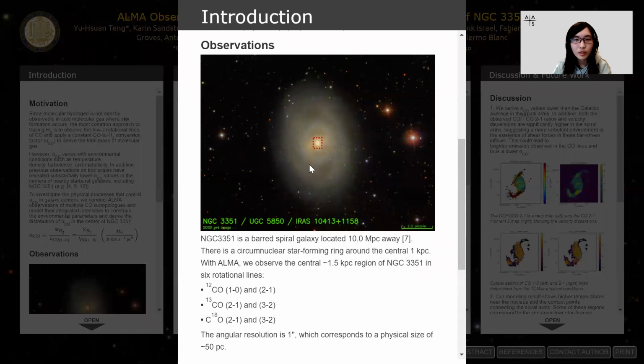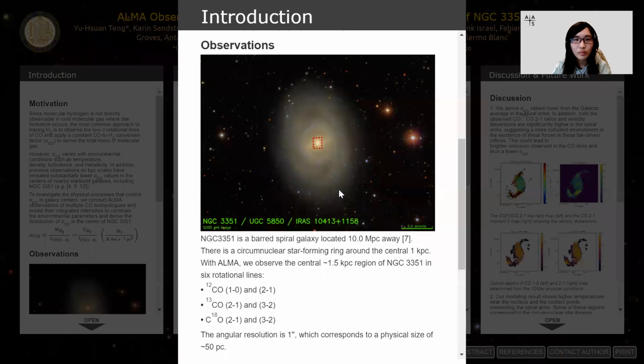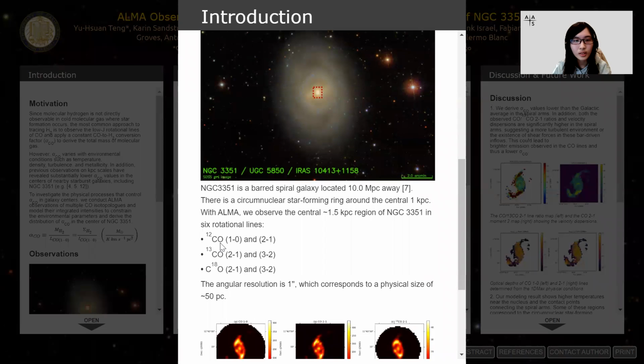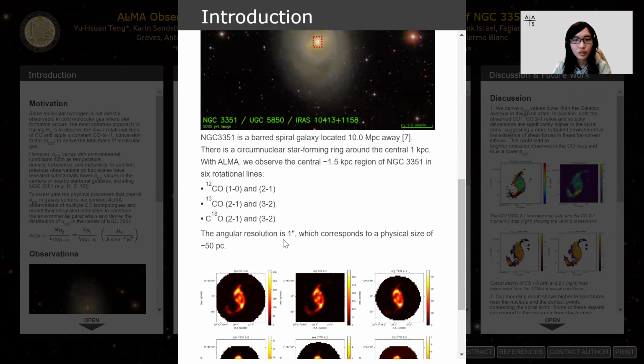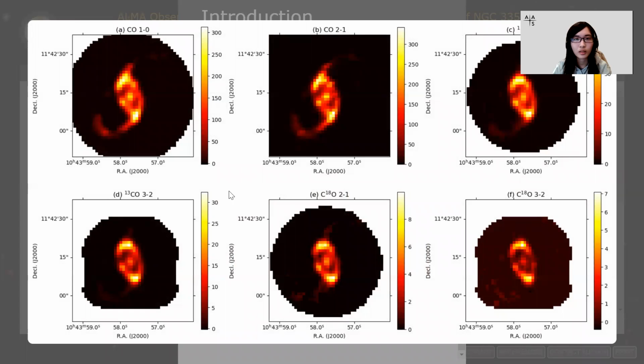So here's an image of NGC 3351 from the Sloan Digital Sky Survey. The red box here shows our observed region in the central 1.5 kiloparsec. We observed with ALMA in multiple CO, 13CO, and C18O lines with an angular resolution of 1 arcsecond. And here are our observed moment zero maps in all 6 lines. It is clear that we see a star-forming ring around the nucleus, around the central 1 kiloparsec region.